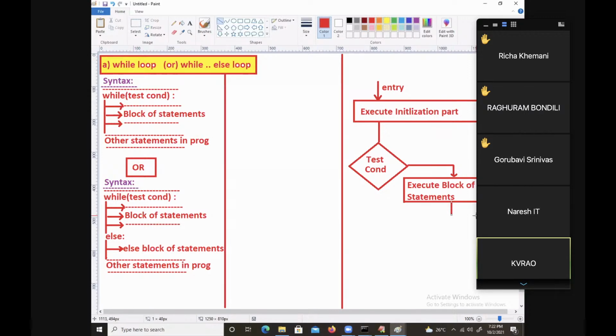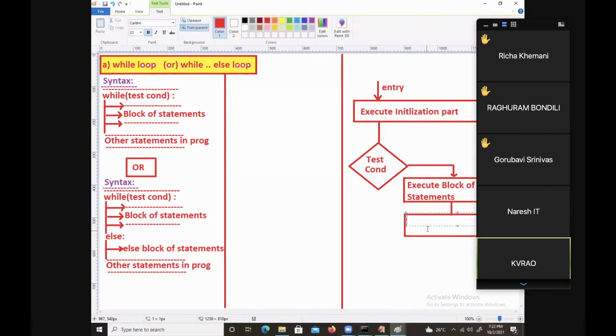Execute updation part. After that is over, execute the updation part also. Yes, I will write execute updation part. Okay, after executing the updation part, what is happening?